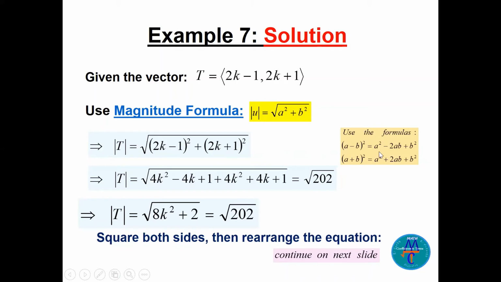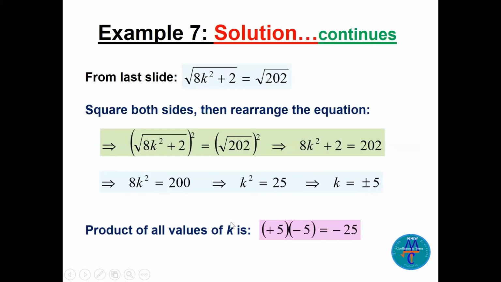So I put here for you two formulas. The only difference is either the minus or the plus. So it will be 4k squared minus 4k plus 1. And the second one we get 4k squared plus 4k plus 1. Now we can cancel the 4k with minus 4k. We can add here 8k squared plus 2 is equal to square root of 202 from the given. Now we square both sides for sure, and then rearrange the equation, find the k's.